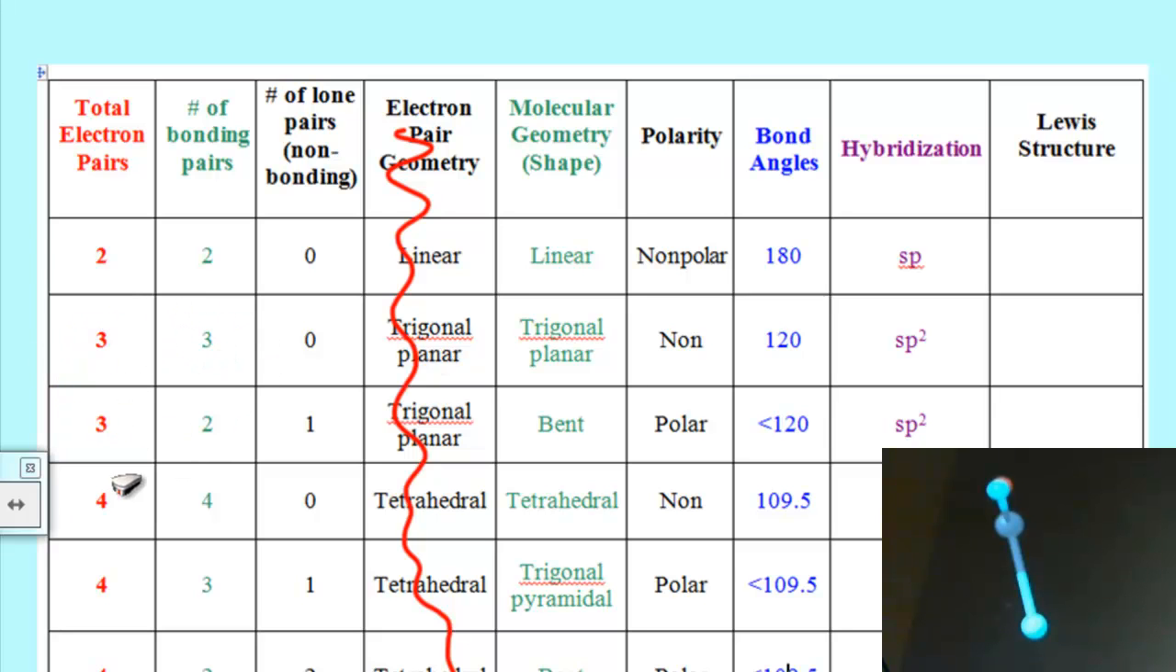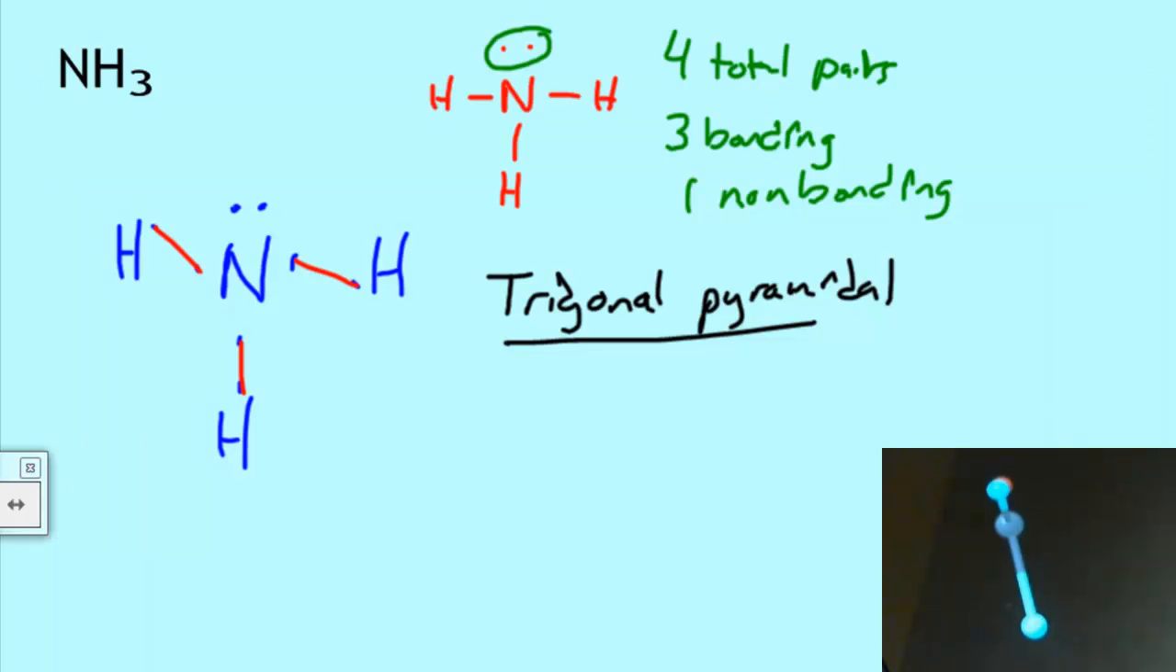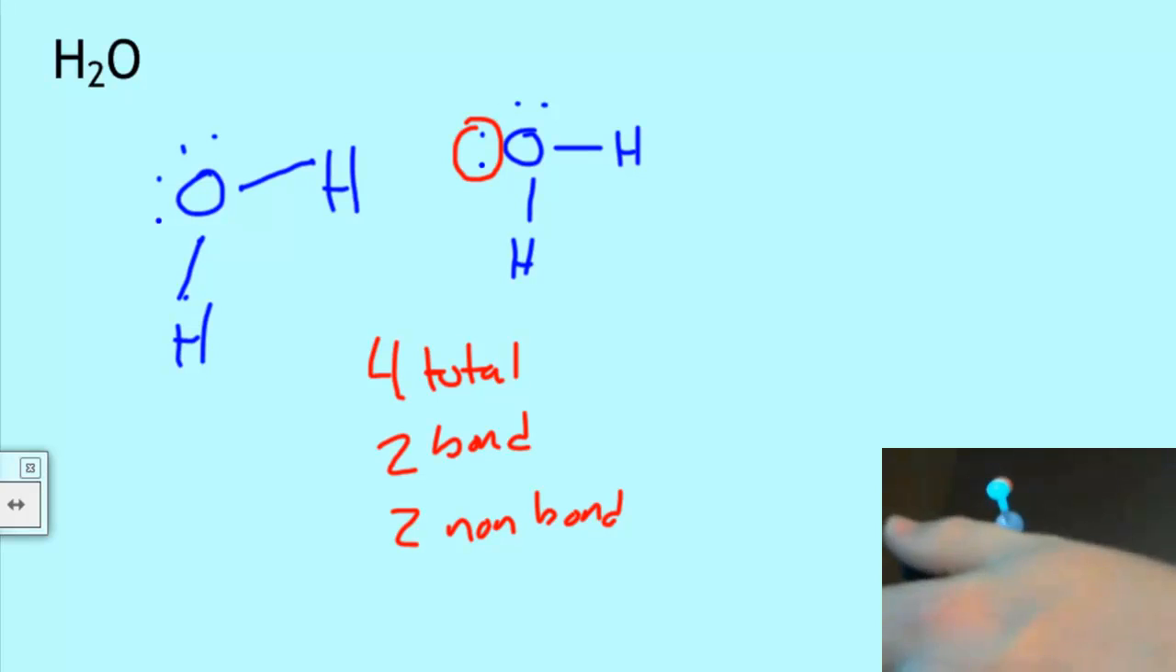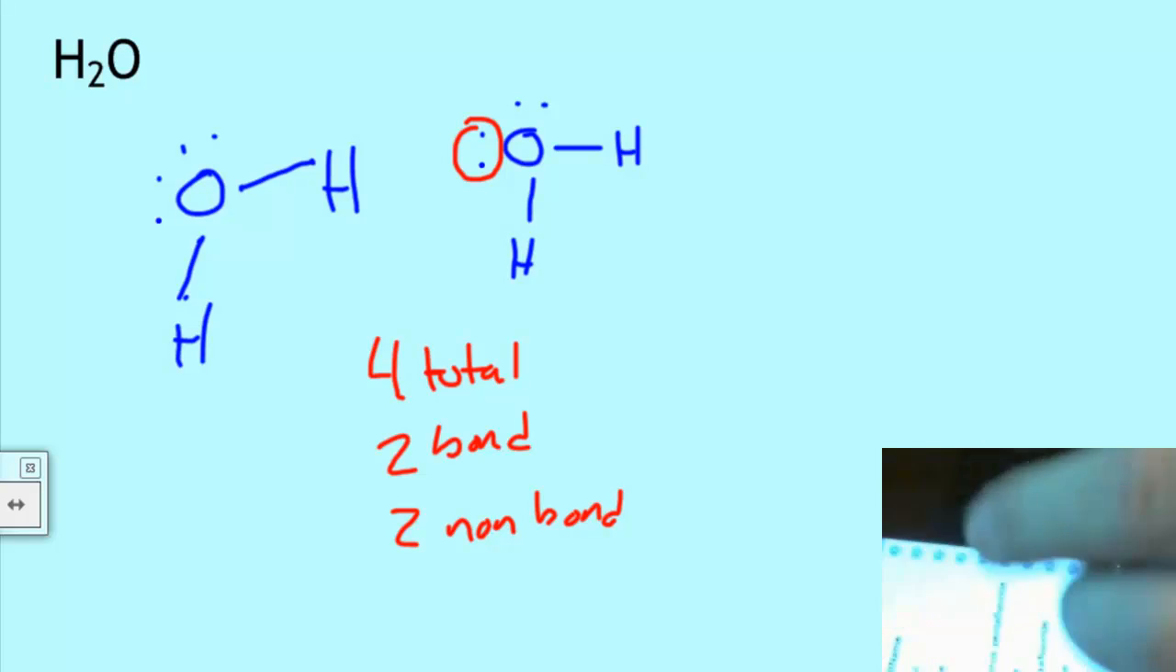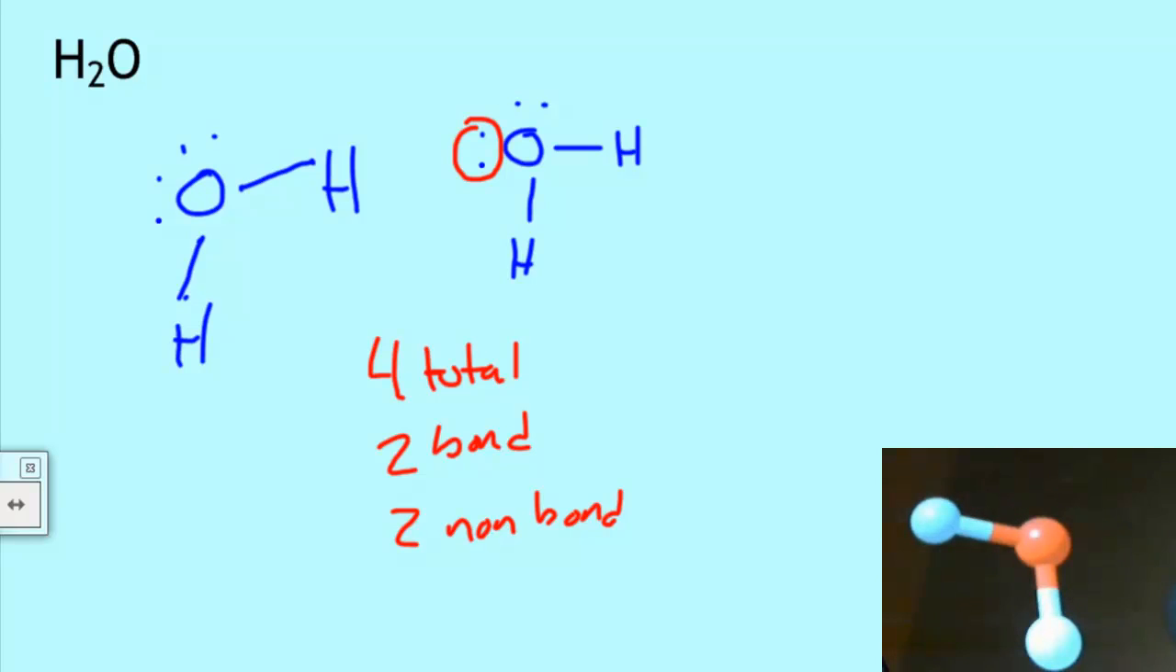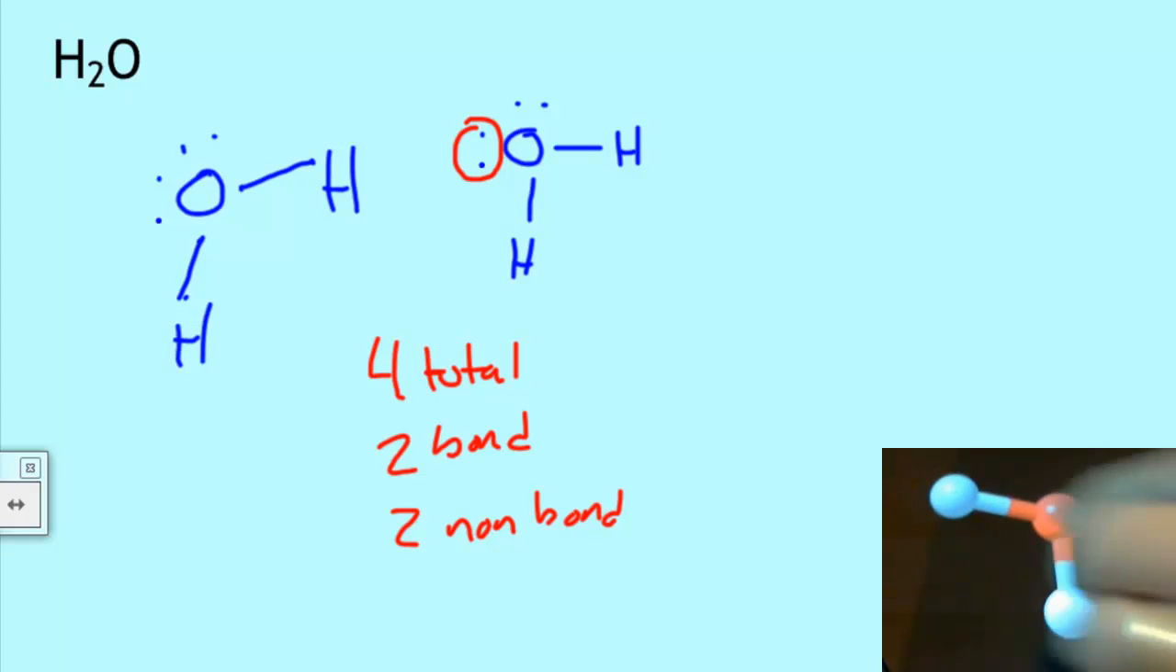So in this case, we've got 4, so we're down here kind of where we were before when we did methane and ammonia. I've got 4, but in this case, I've got 2 bonding, 2 non-bonding, and that means that my shape is bent. And again, that makes pretty good sense. If we looked at the actual shape of a water molecule, that's exactly what it looks like. It is bent.